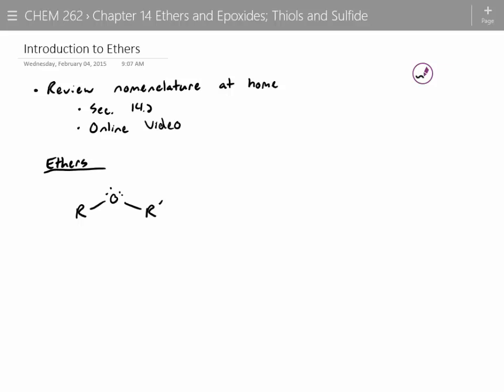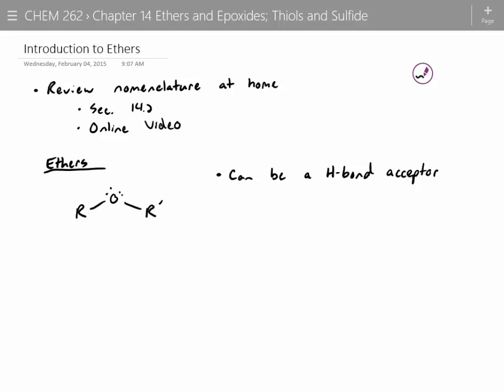They have a few unique properties about them. If we look at that oxygen, it's got two lone pairs on there, which means it can be an H bond acceptor, or hydrogen bond acceptor. In this case, can it be an H bond donor? No, we don't have any hydrogens that are attached to an electronegative atom. We only have alkyl groups. So in this case, it can only be an H bond acceptor.